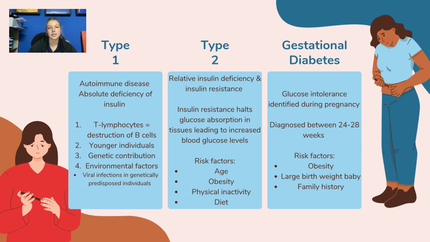And lastly, gestational diabetes is defined as glucose intolerance, first identified during pregnancy. This is diagnosed between 24 to 28 weeks of gestation. Risk factors include obesity, previous large birth weight baby, and a family history of gestational diabetes.